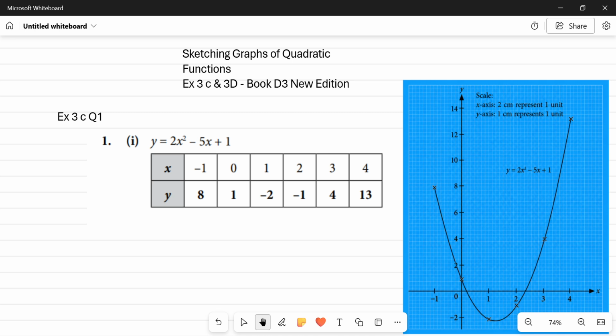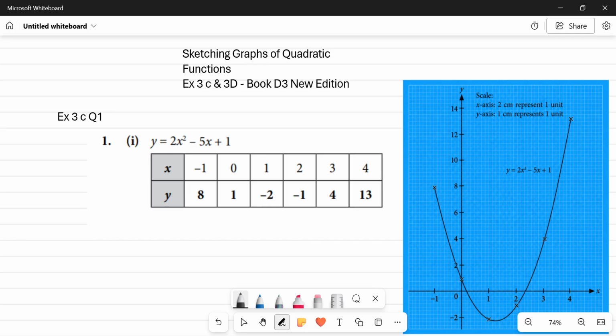Hello students, in this video we will learn how to sketch the parabola on a graph, right? The first here, the equation is given to you that y is equal to 2x squared minus 5x plus 1. These are the answers, right? The first one, the y values are 8, 1, minus 2, minus 1, 4 and 13.